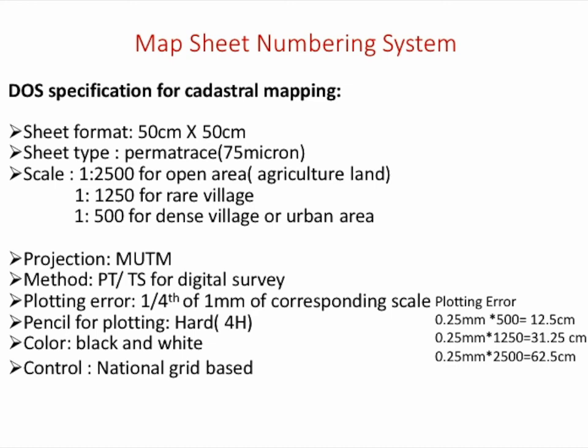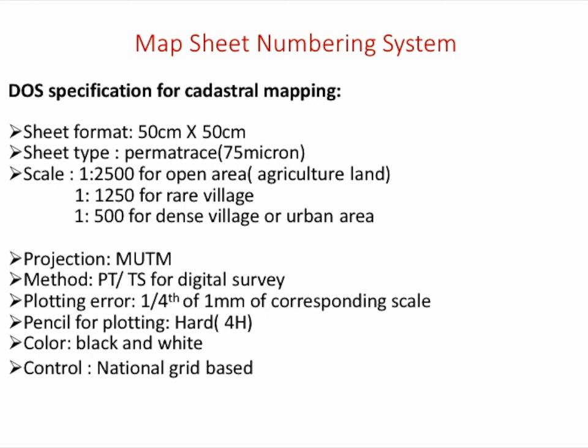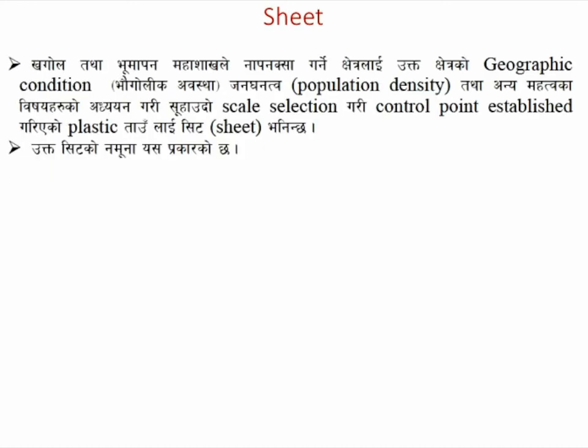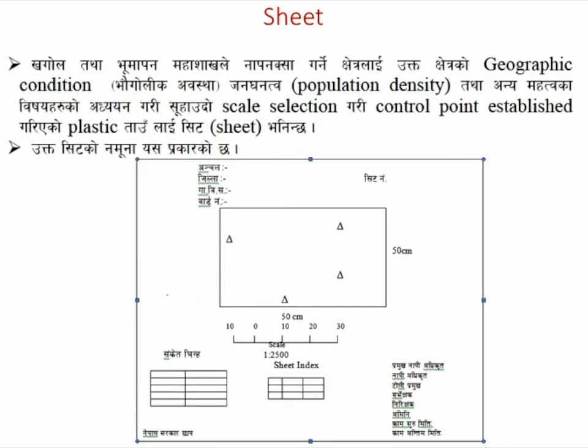Within this error, the cadastral map will be approved. If it exceeds this, then resurveying work should be performed. The pencil used for plotting is R4H, and the color will be black and white, and it will be connected with the national grid system. The sheet example can be seen here. This is the sheet which will be provided by the geodetic survey branch, and this is what I described.